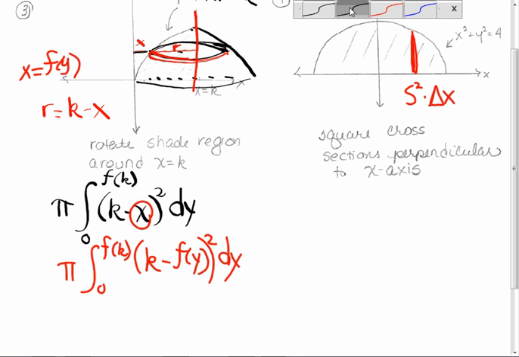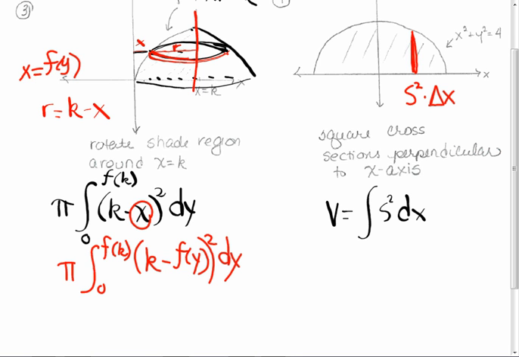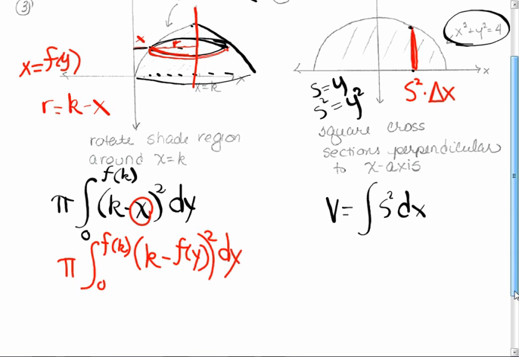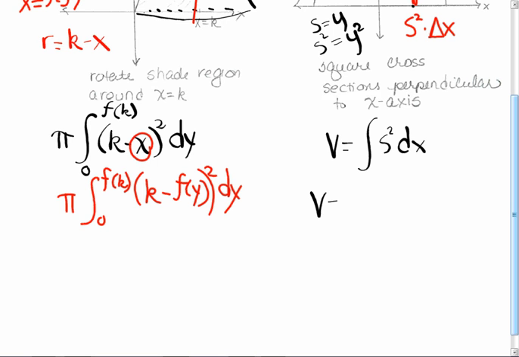Okay guys, the volume is equal to s squared dx. And what is s equal to? It's equal to which value? X or y? It's equal to y. So s squared is equal to y squared. What's y squared equal to? 4 minus x squared. Yeah. What is s equal to? S equal y. Hold it.